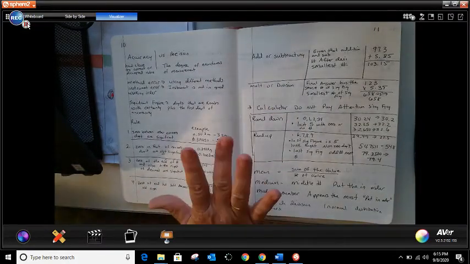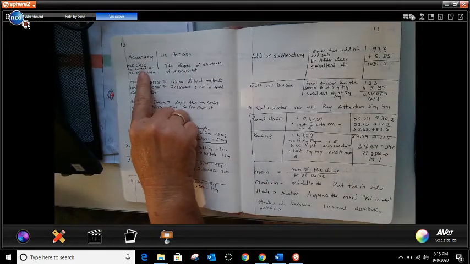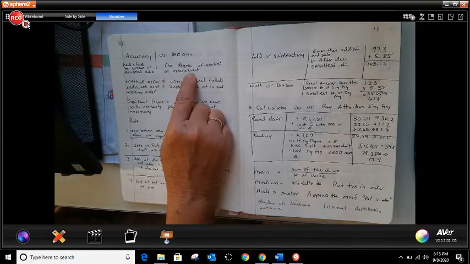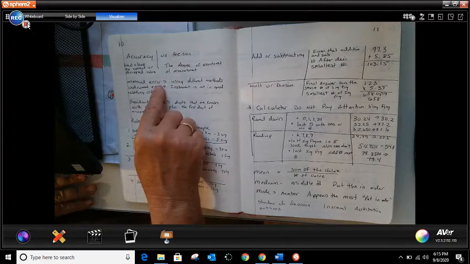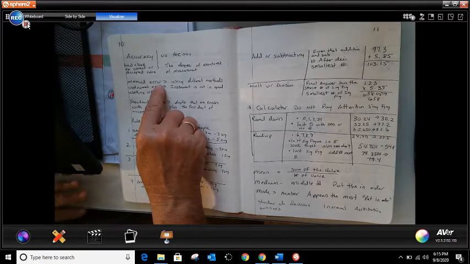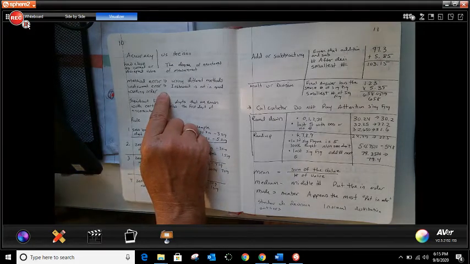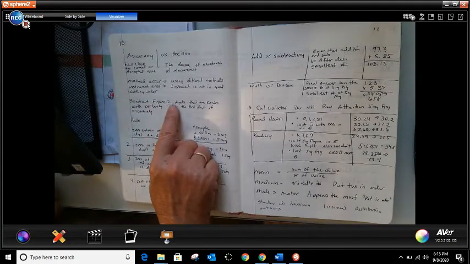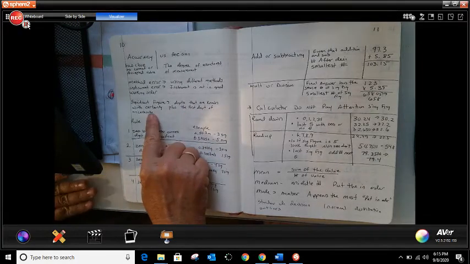The next thing we're going to do is talk about the difference between accuracy and precision. Accuracy is how close you are to the accepted value, and precision is the degree of exactness of a measurement. Next it talks about error, like method error, the different methods that you use, and instrumental error, maybe your instrument's not working correctly. And then it talks about significant figures: digits that you know with certainty, plus the first digit of uncertainty.